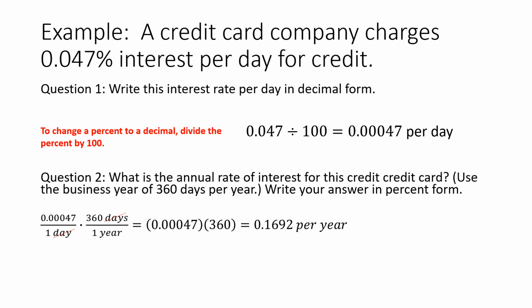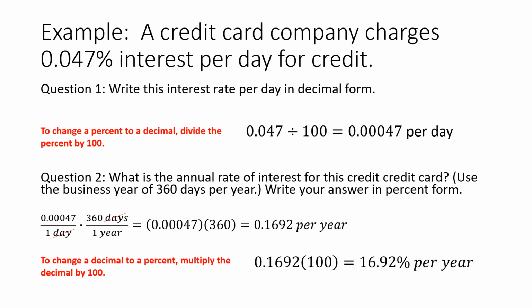And so I only need to multiply the tops, the numerator, because 1 times 1 will give us 1 in the denominator, and we don't need that. And so that gives us a decimal of 0.1692 per year, but it's asking us to write our answer in percent form. And so to change a decimal to percent, we have to multiply that decimal by 100. So we're going to do that now. 0.1692 times 100 will give us 16.92% per year for our annual rate of interest.